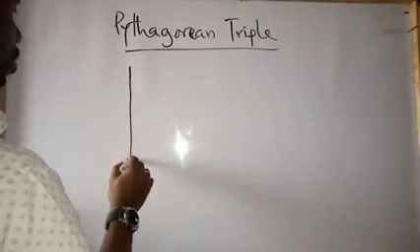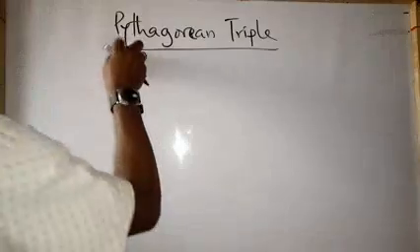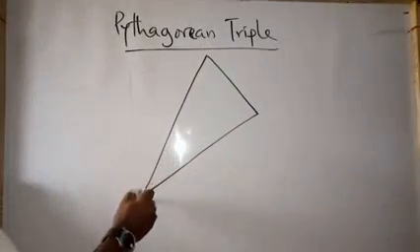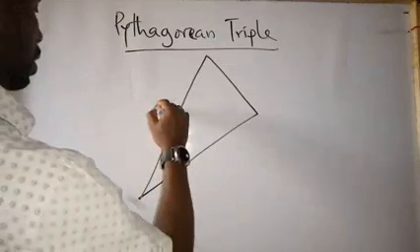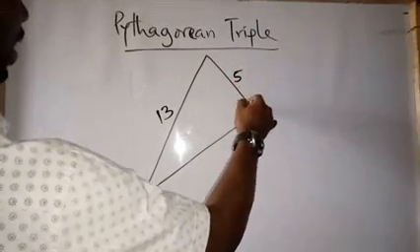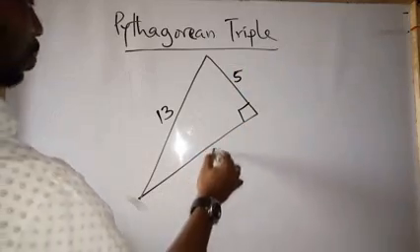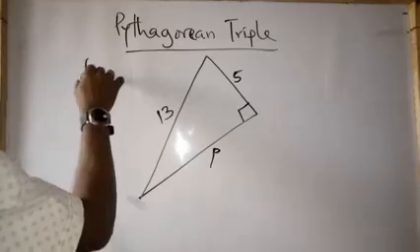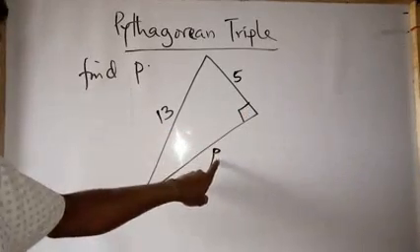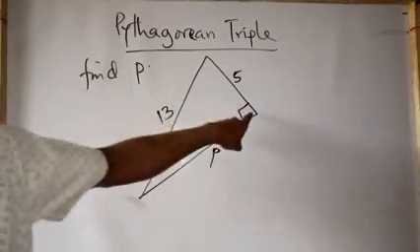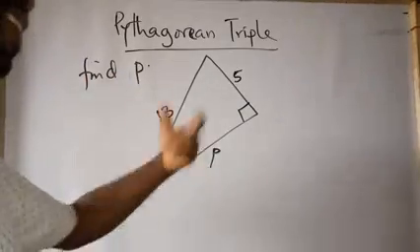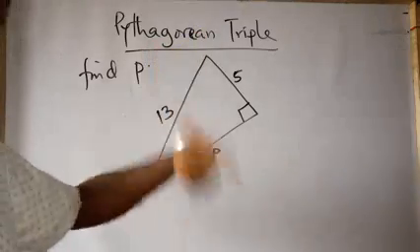If I come over here now and draw another, let me change the way the triangle is. Say I draw it like this and I put it like this. I call this place 13, and I call this place 5. Here is 90 degrees, and I say find this P. You will see that this P I'm looking for is not facing the 90 degrees. So the P is not the hypotenuse. The P is one of the adjacent sides, or one of the other two sides.